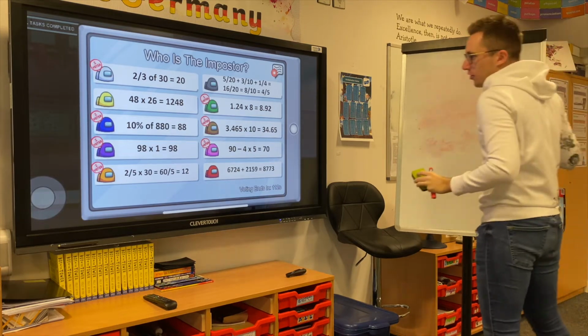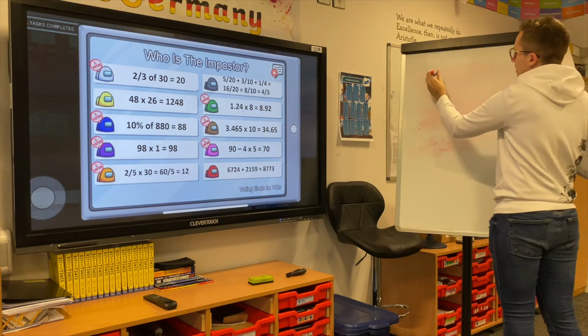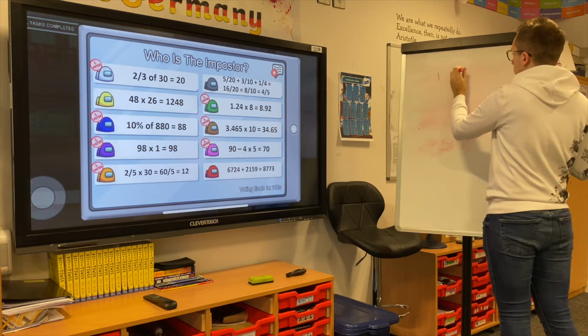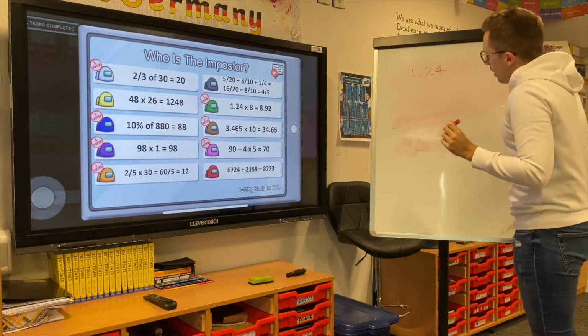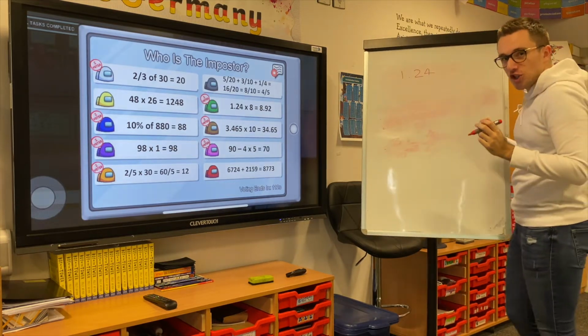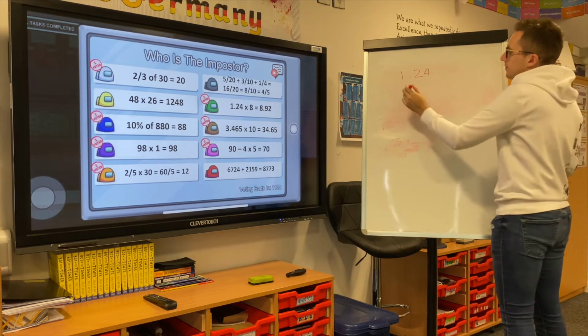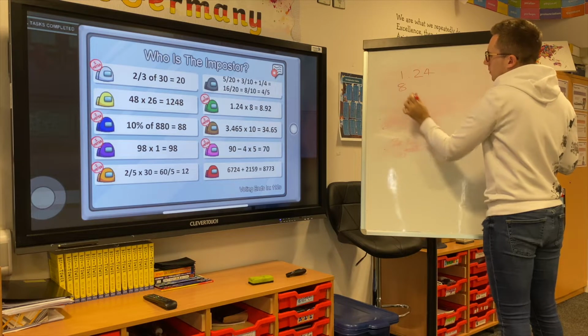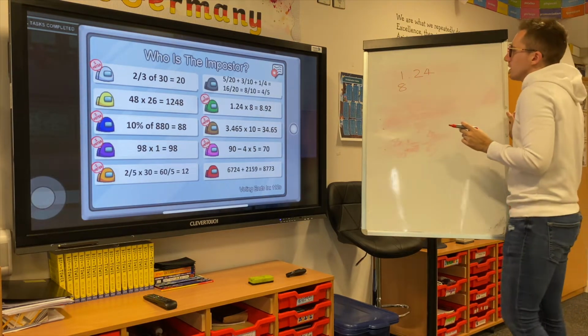Got to be some imposters soon. Next one is green. 1.24 times 8. Okay. There's a couple of different ways you can do this. You could line it up with the 8 in the correct place and do it that way, and that's absolutely fine.